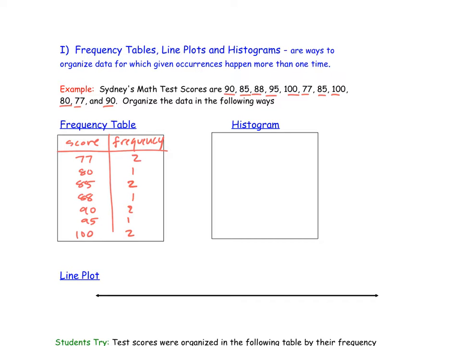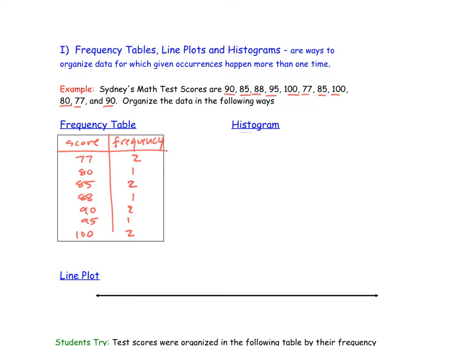So in this particular graph, I'm going to try to erase. I'm just going to erase this so I can draw on top of it, because the histogram is a little bit of a bigger graph.